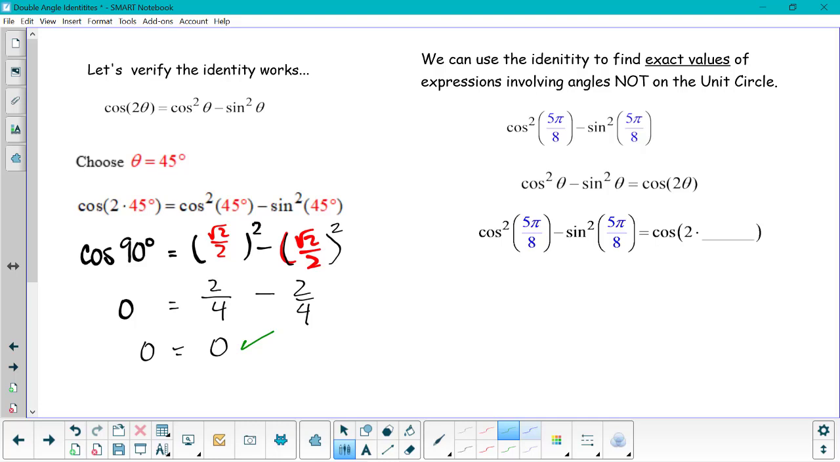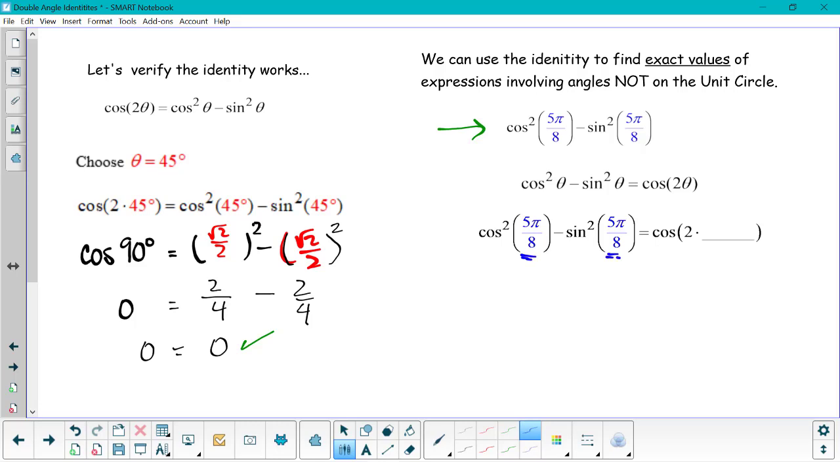Okay, so once again, let's evaluate an expression that I can't give an exact value for. I don't know the exact value of sine or cosine of 5 pi over 8. So I recognize that it's the cosine of some angle squared minus the sine of some angle squared. So I can use my double angle identity for cosine to rewrite that. And the angle that I'm dealing with is 5 pi over 8.